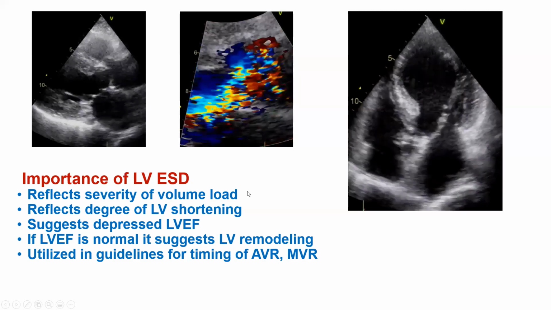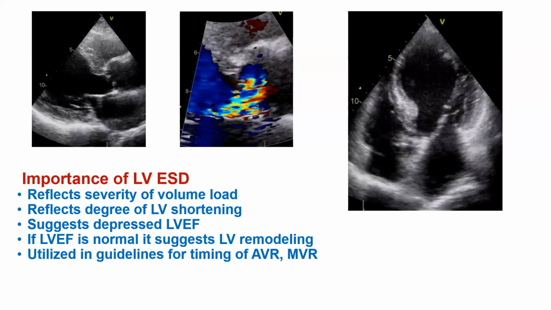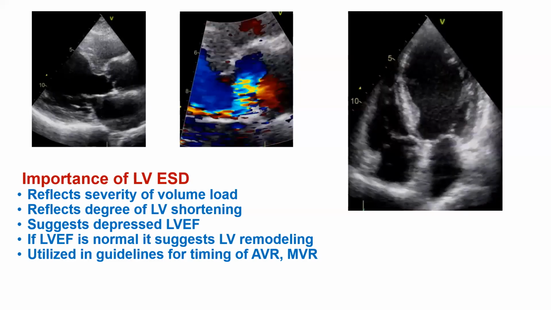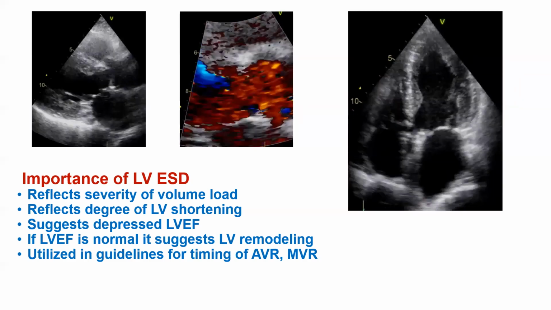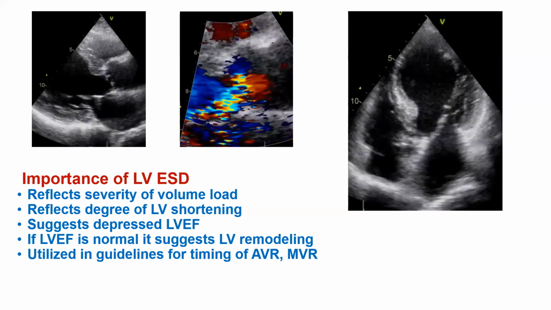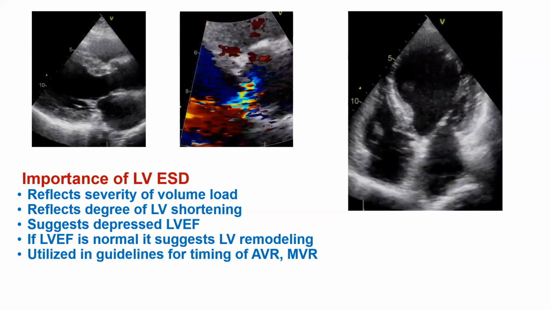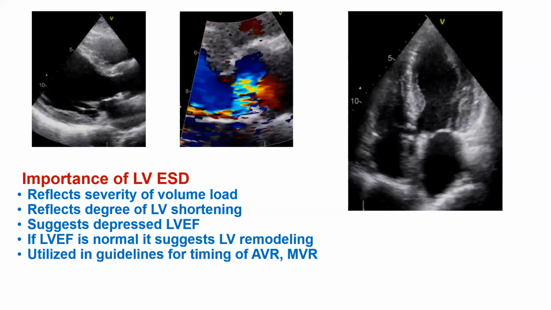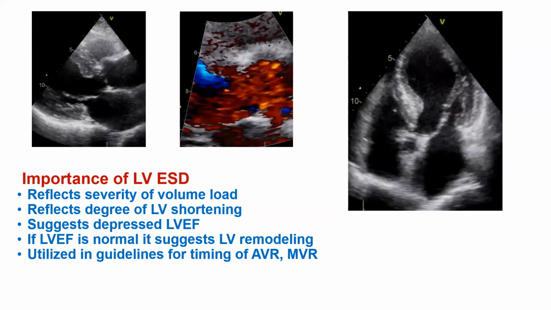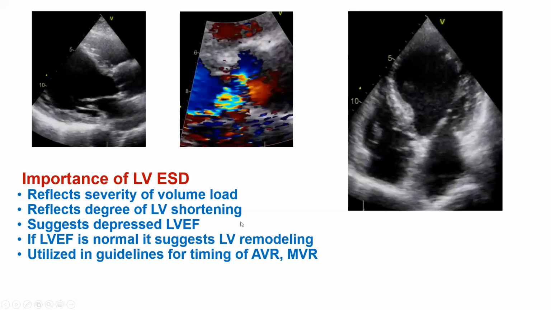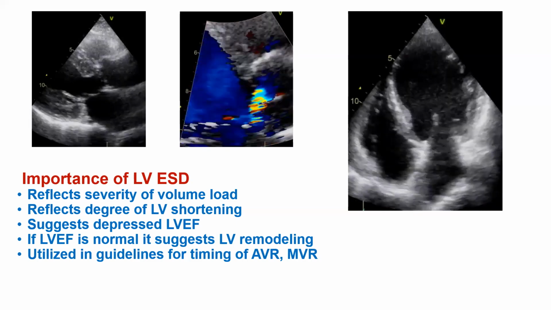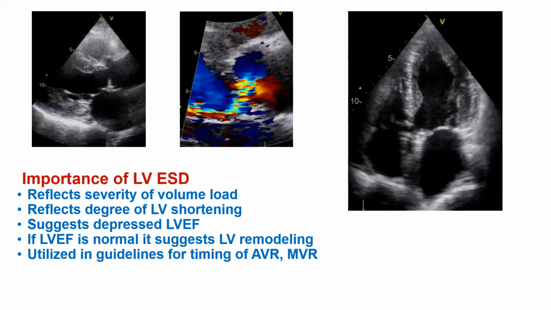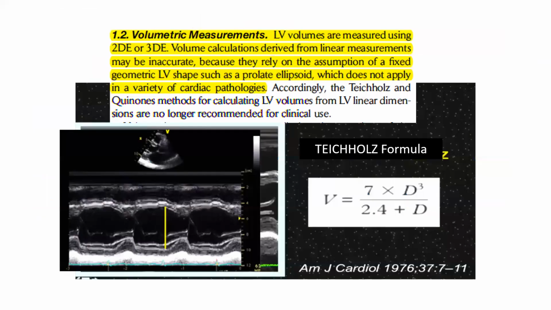It reflects the severity of the volume load. It reflects the degree of left ventricular shortening. And when your left ventricular end systolic dimension is increased greater than normal, say 50 or 55 millimeters, those are large end systolic dimensions. This strongly suggests a depressed left ventricular ejection fraction. And for this reason, the end systolic dimension is still used in the guidelines for timing of aortic valve replacement and mitral valve replacement for chronic AR and MR. Let's talk about left ventricular volumes.